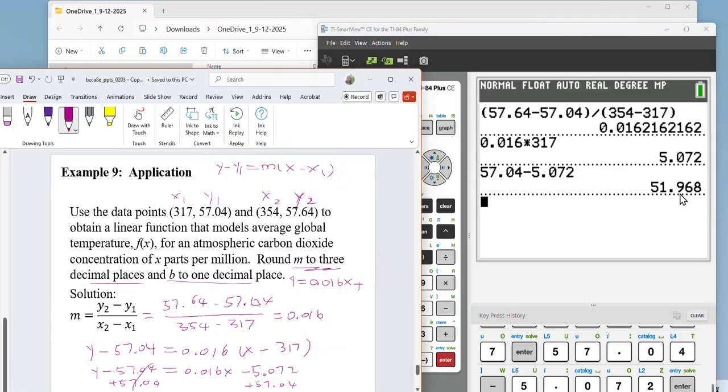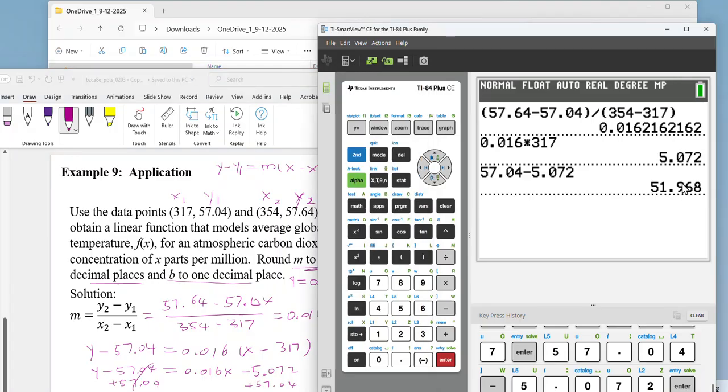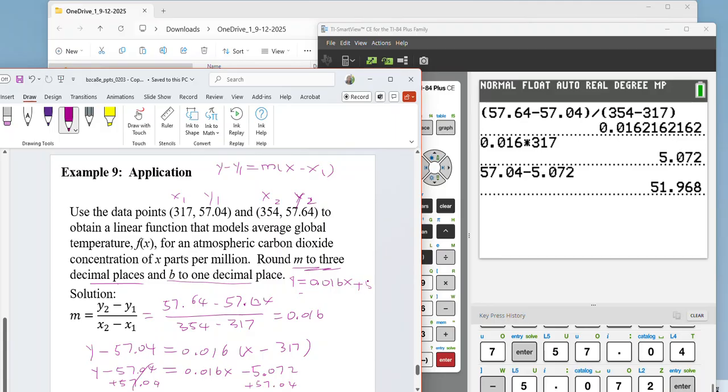So for 1 decimal point, you look at the next digit. Next digit is 6, so you need to round up. So basically, this is just plus 52.0. Okay, you estimate this one, 52 point 0. So that is our model, right? This is our model: y equal to 0.016x plus 52.0. So that's the model for the carbon dioxide in here.